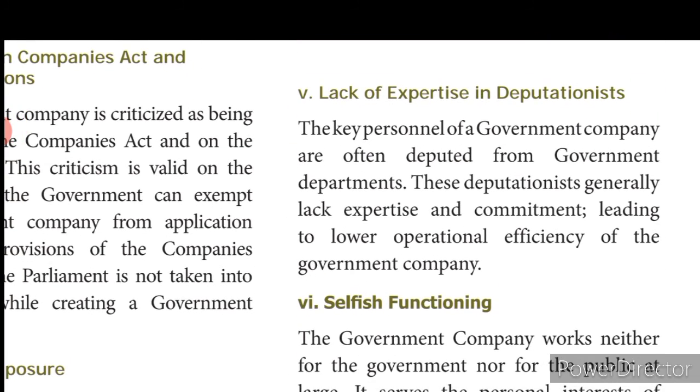Lack of expertise in deputationists. That is, the key personnel of a government company are often deputed from government departments. These deputationists generally lack expertise and commitment, leading to low operational efficiency of the government company. So the people who are transferred from the government department just join here, and they don't have that much expertise or skill about the work, and because of this, efficiency will not be achieved.